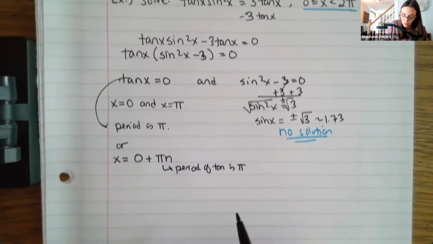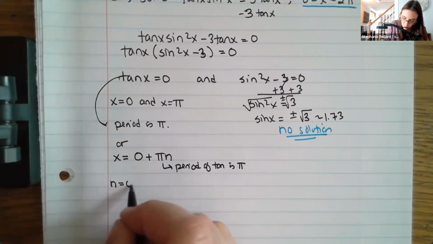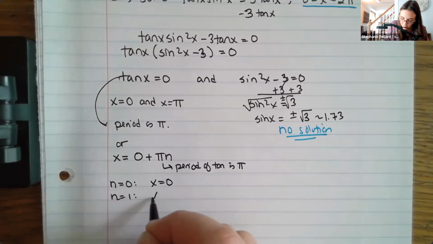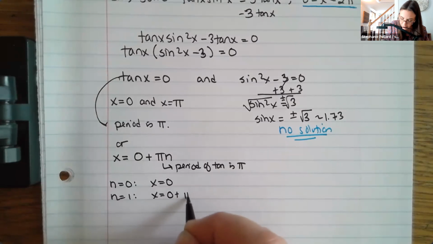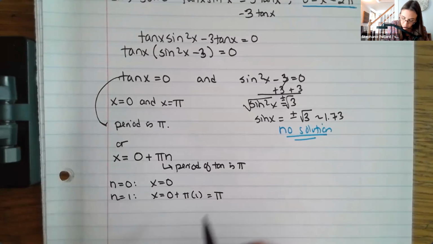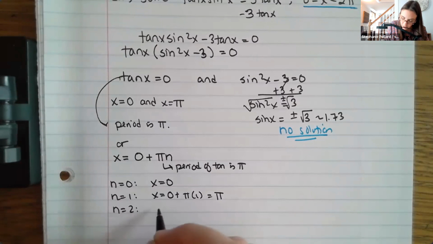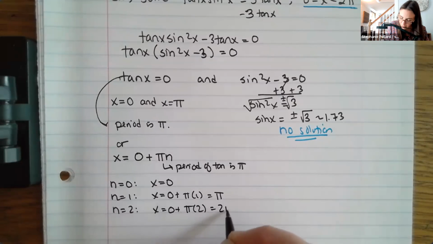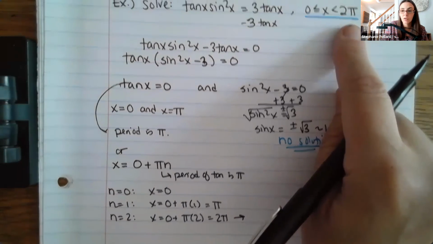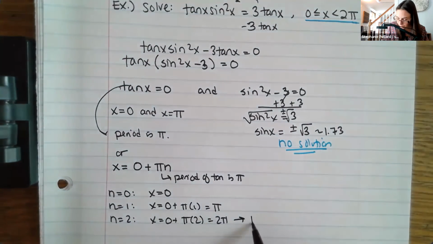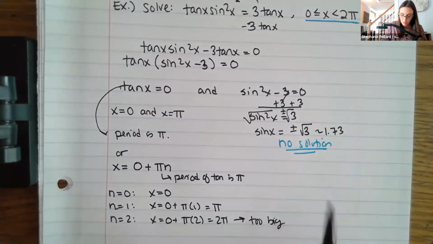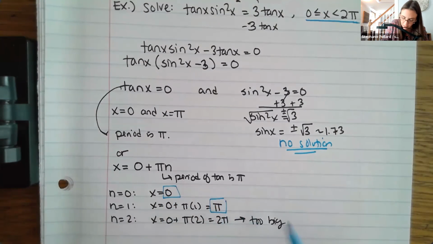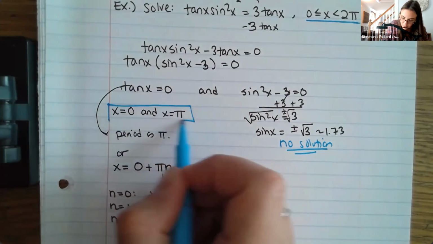And then if you go through your different options, when n equals 0, I have x equals 0. And when n equals 1, I have x equals 0 plus pi times 1, which is pi. When I try n equals 2, it gets to be too big because I'm doing pi times 2, which is 2 pi, and we're outside the realm. This is strictly less than 2 pi. So we can see our two answers right here.